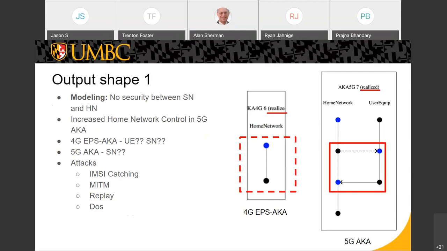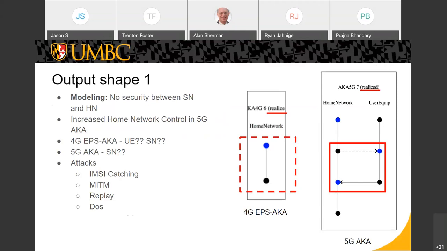There could be a malicious serving network in the network, which could act as a man in the middle. It could replay the messages between the home network and the user equipment, and also make a denial of service attack possible in the network.